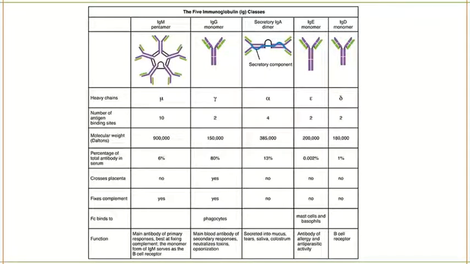No complement fixation. It can interact with the mast cells and basophils and helps in antiparasitic activity. Next you have IgD. D for delta, two antigen binding regions, 180 kilodalton. It will be like 1% in our body. It helps in B cell, it's a B cell receptor.